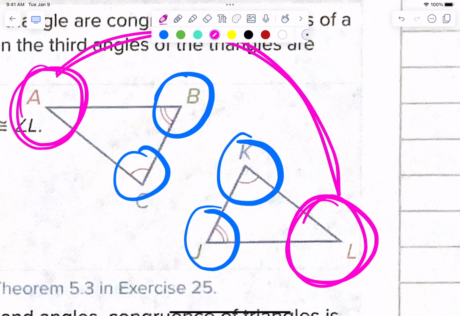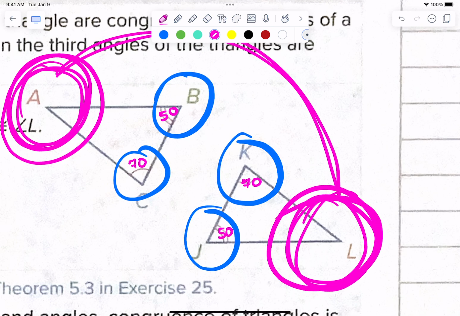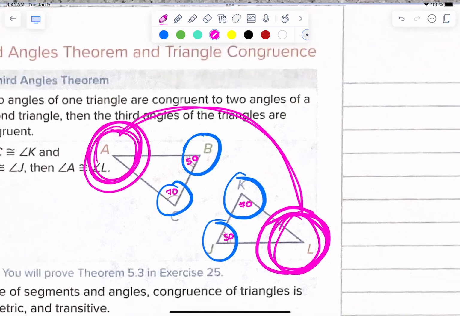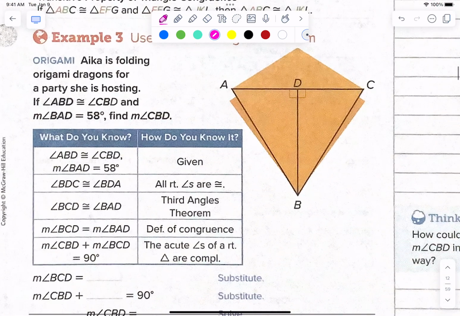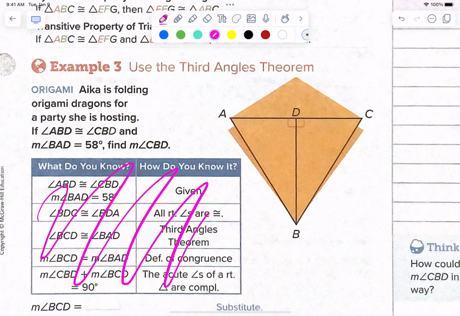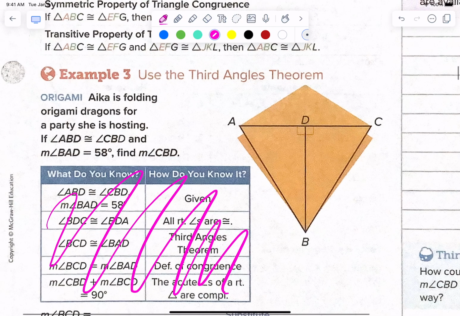Sure they will. Like if this is 70 and this is 50, and this is 70 and this is 50, we could subtract to find this guy and subtract to find this guy, but they will end up matching. That's what it says, the third angles theorem. Make sense? Okay? All right, let's go down to example 3. They have a proof for it. I'm not going to write that down, but let's just talk through this.